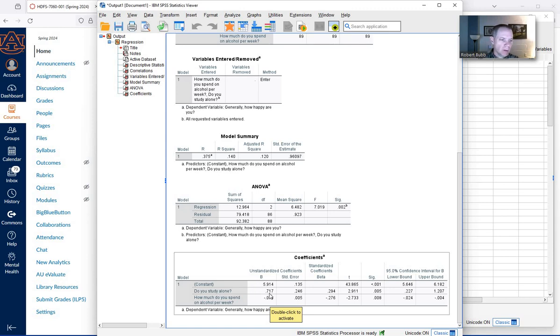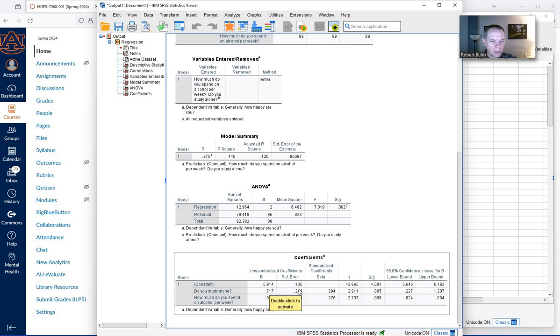And then the coefficient here for your variable tells you the change as you go from 0 to 1, as you go from studying alone to studying with others. And so in this case, studying with others increases happiness 0.717 on our scale on average. And so that's how we would interpret those unstandardized coefficients. And again, studying with others versus alone was a significant predictor, where if you're studying with others, you tend to be reporting more happiness, at least in this particular sample.